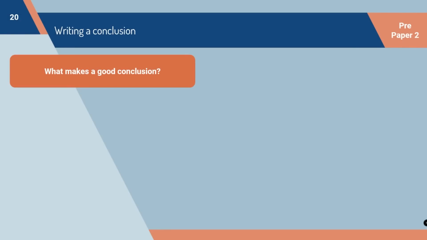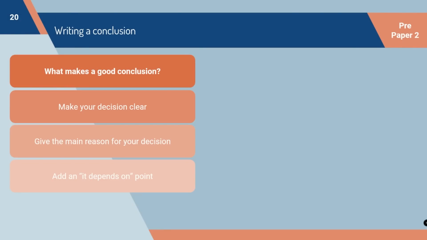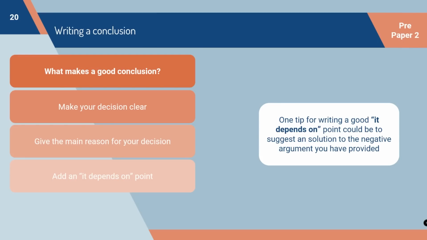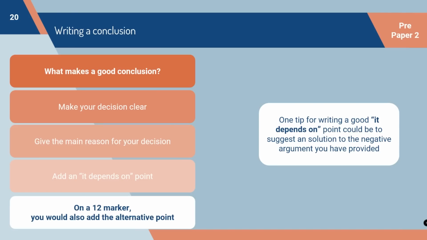So what makes a good conclusion? Make your decision clear. Give the main reason for your decision. Remember, in the 9 marker, you might compare them at that point and add an "it depends on" point. One tip for writing a good "it depends on" point could be to suggest a solution to the negative you've suggested. For example, the negative for a bank loan is that you'll have to pay it back with interest, so your "it depends on" point could be: it depends on whether what you're spending the money on will generate enough money to cover the repayments and make some more money on top. So your "it depends on" point mitigates the negative that you suggested. On a 12 marker, you might also add that alternative into that conclusion.